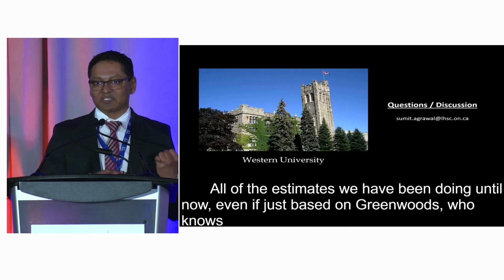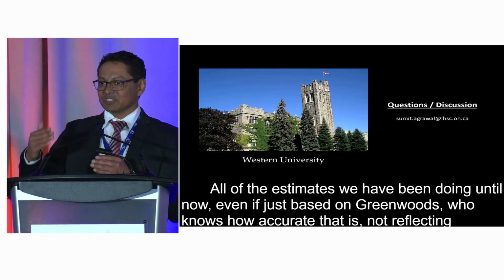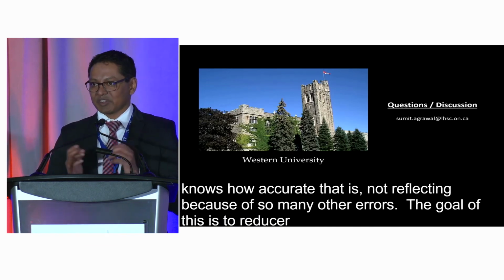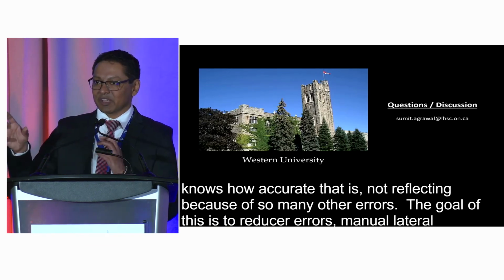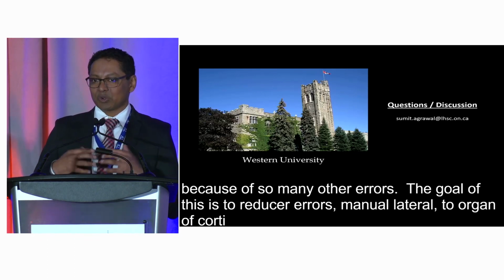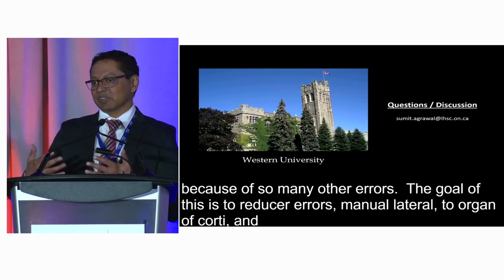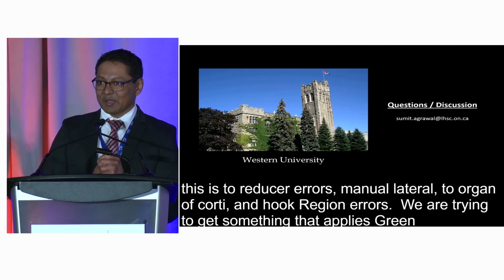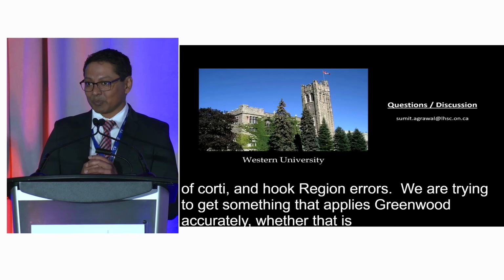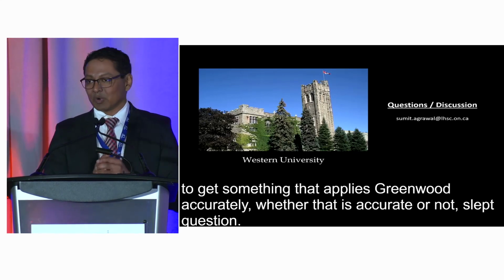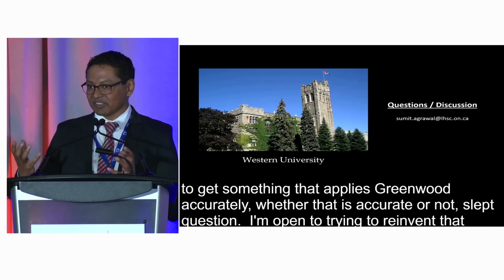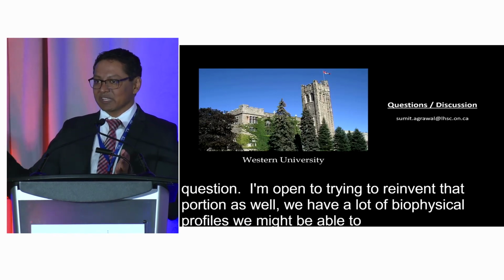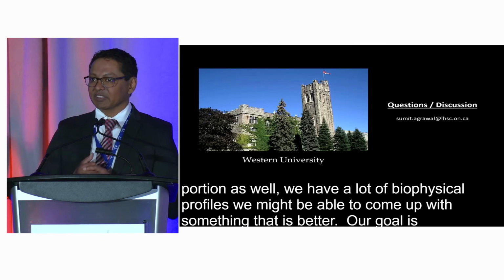So the goal of this was to really reduce errors at each of those steps. Reduce the manual measuring error, reduce the lateral wall to organ of Corti measure, reduce the helicotrema and hook region errors. And so we're just trying to get something that at least applies Greenwood accurately. Now, whether Greenwood is accurate or not, excellent question. And I'm open to trying to reinvent that portion as well. We actually have a lot more biophysical profiles and COMSOL models and things, we might be able to come up with something that's better. But our goal is at least everything downstream, we don't keep propagating that error and making it larger.